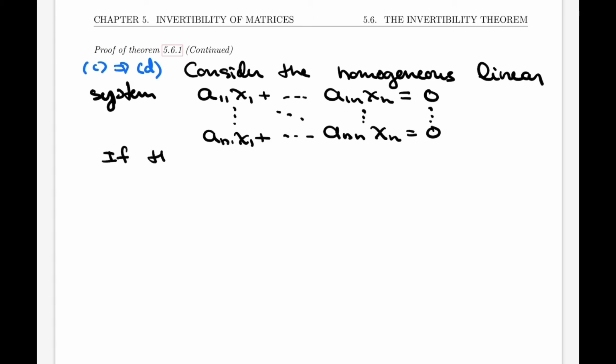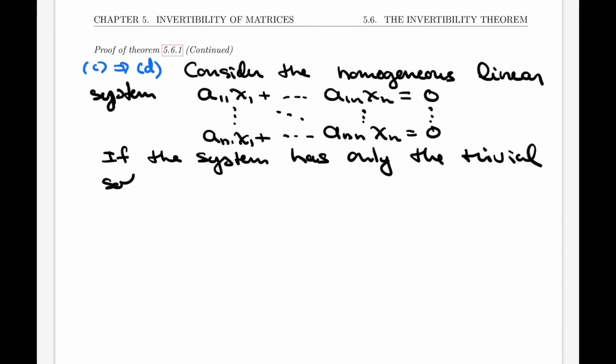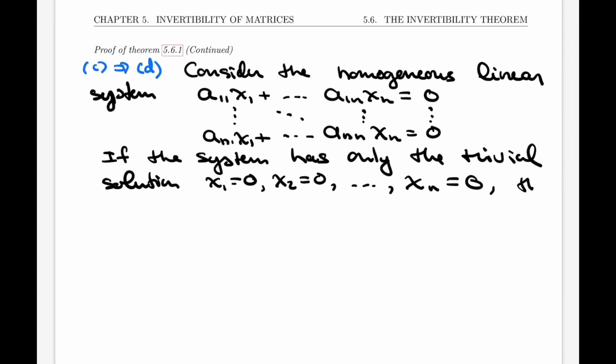And we'll say that if the system has only the trivial solution, and of course the trivial solution is x1 equals 0, x2 equals 0, and so forth until xn equals 0. But if this is the case, if we're going to have this as the only solution, then the augmented matrix, well, we know how it's going to turn out.